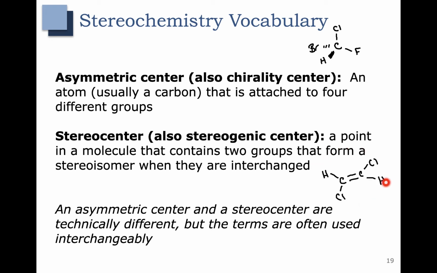In this example down here, I don't have any asymmetric centers or chirality centers. This carbon here is attached to a chlorine, a hydrogen, and a carbon, so it's only attached to 3 groups. So it's not an asymmetric center. However, it is a stereocenter, because if I exchange the chlorine and the hydrogen, I would get cis. So this carbon we considered a stereocenter, but not an asymmetric center, whereas this carbon in the example up here is both an asymmetric center and a stereocenter.